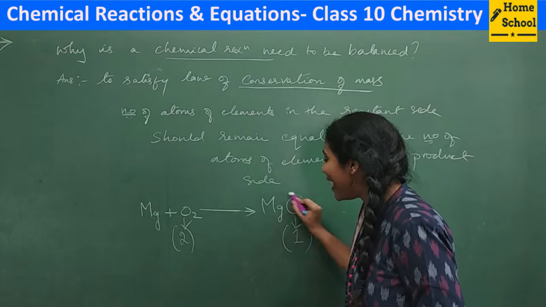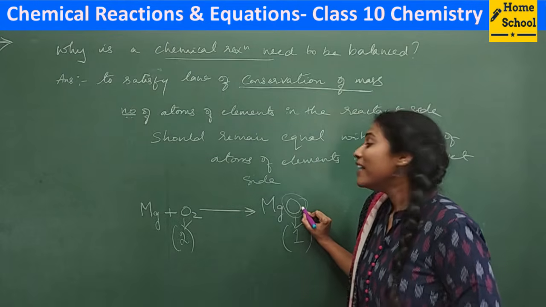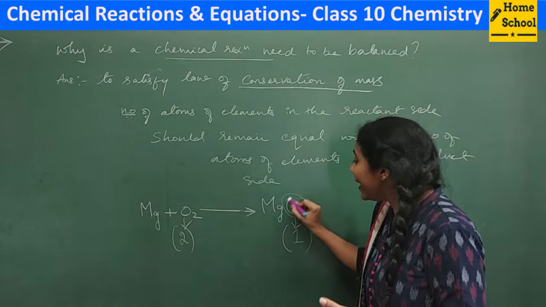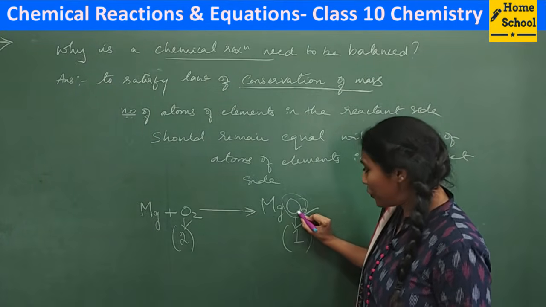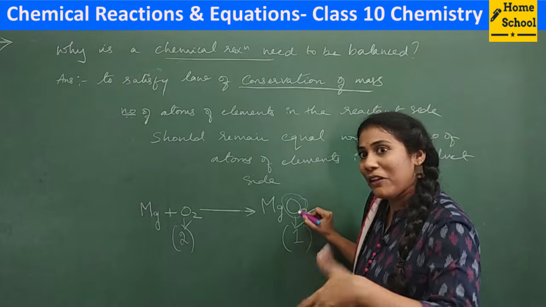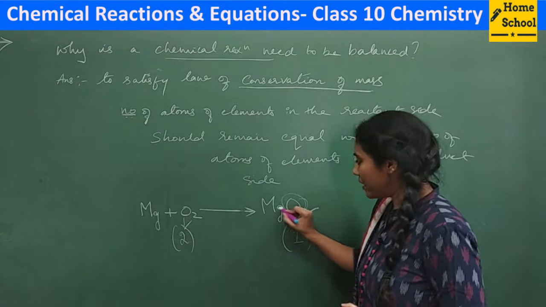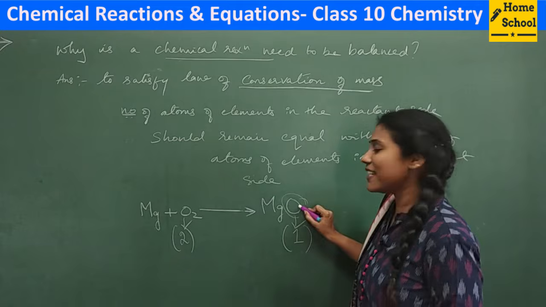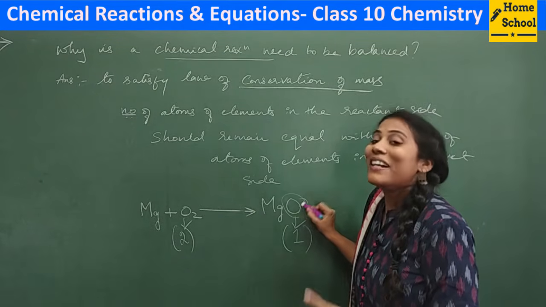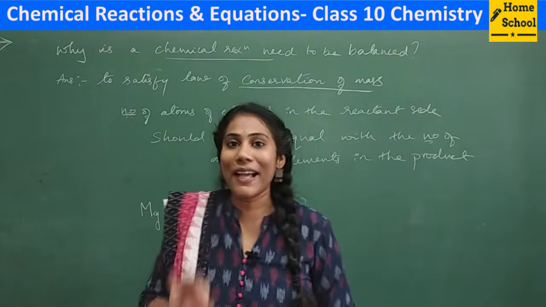So I need to balance this oxygen atom. Somehow I need to make this oxygen atom 2. That means I can't put 2 here, because such a compound doesn't exist in nature. Magnesium oxide is MgO only. Then how can I make 2 oxygen atoms on the product side? That's what we have to learn in balancing.